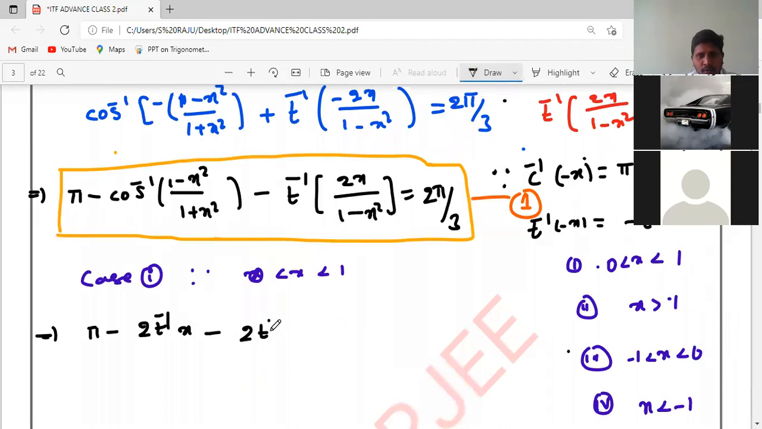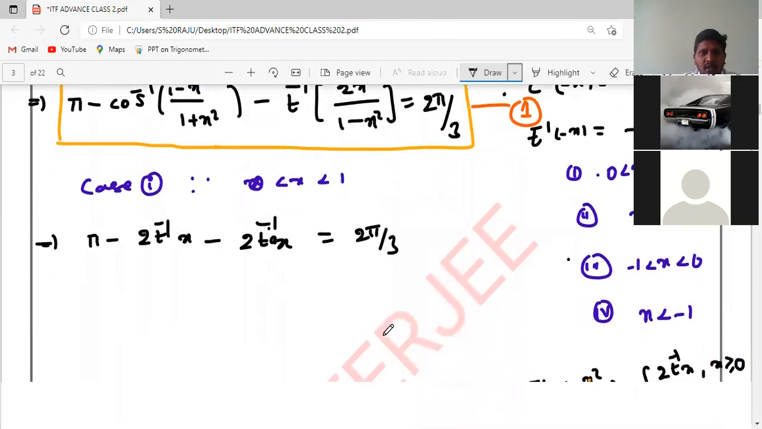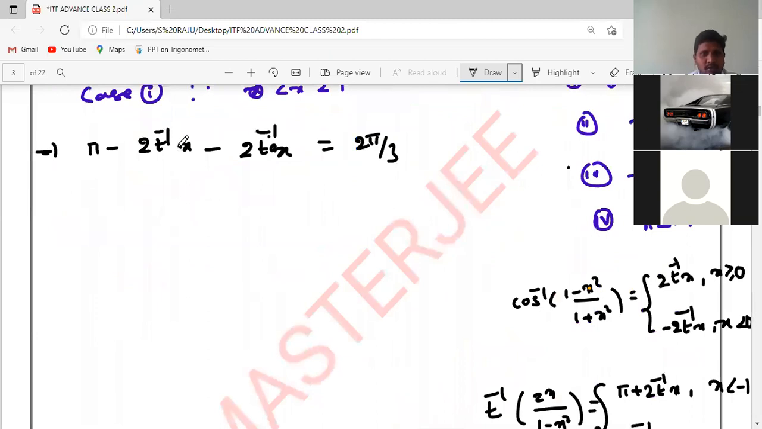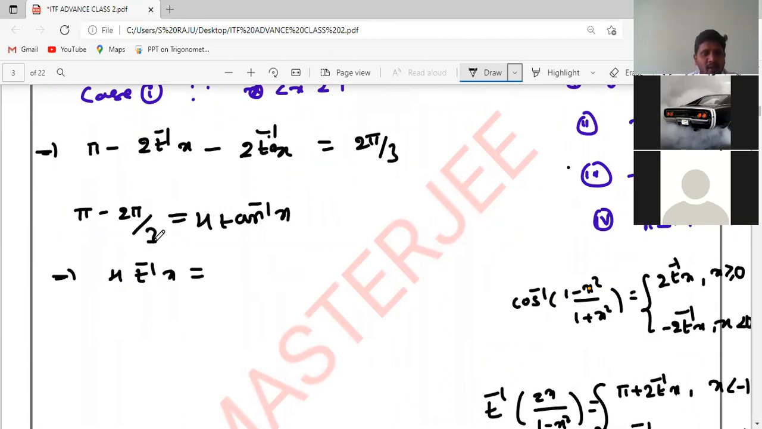So this is 2, again tan inverse x. Then this is equal to what? Right side is 2 pi by 3, from equation 1 I have written. Now I want to solve this. 4 tan inverse x you can take to the right side, the 2 pi by 3 to the left side. So 4 tan inverse x is equal to what? Take LCM: 3 pi minus 2 pi, then pi by 3. So tan inverse of x is equal to pi by 12.